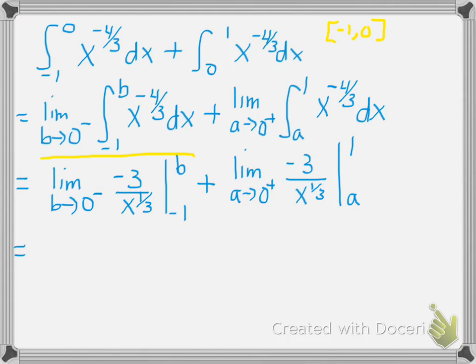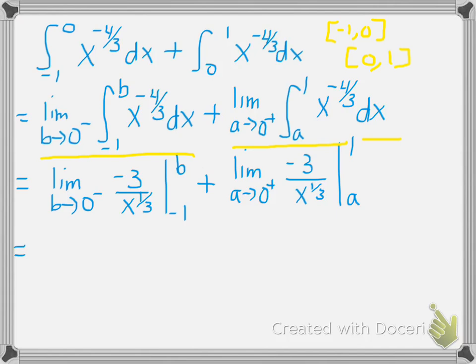plus the limit as a approaches 0 from the right, because now we're looking at the interval 0 to 1. So the limit as a approaches 0 from the right of the integral from a to 1 of x to the -4/3 dx. And again, I'll leave it to you all. If you want, you can stop the video and do the integral side work to make sure that you get that for your antiderivative.